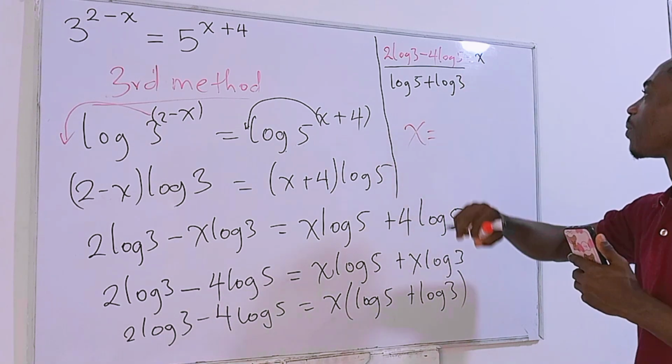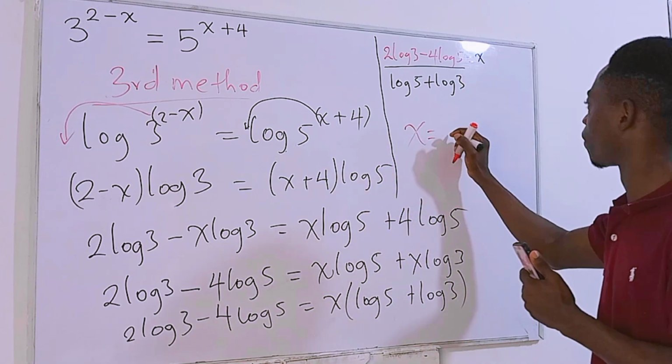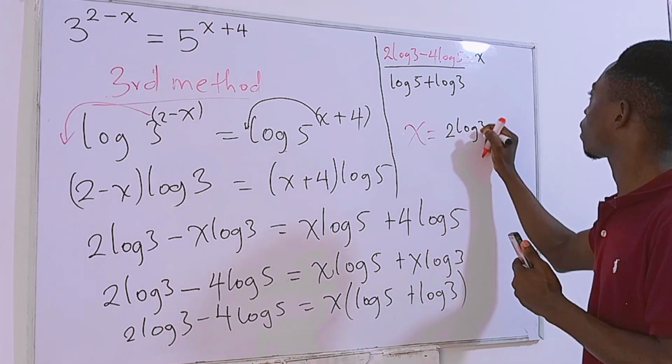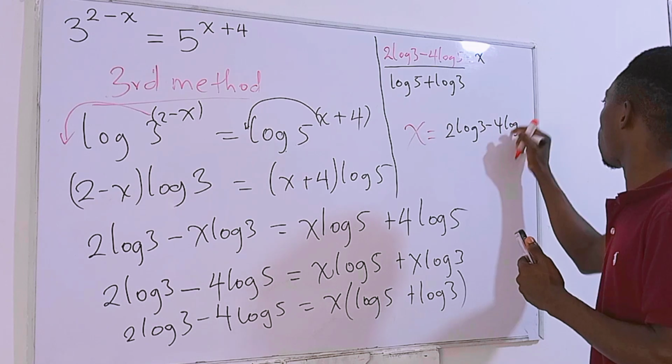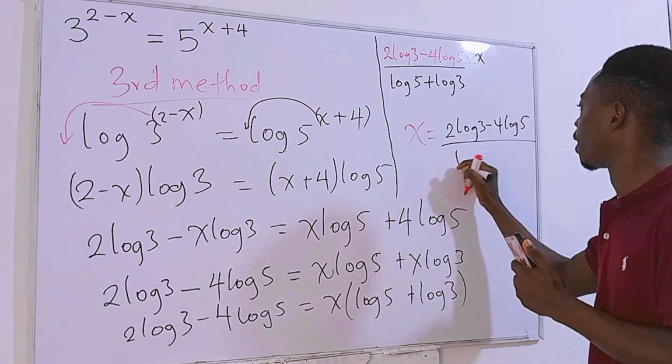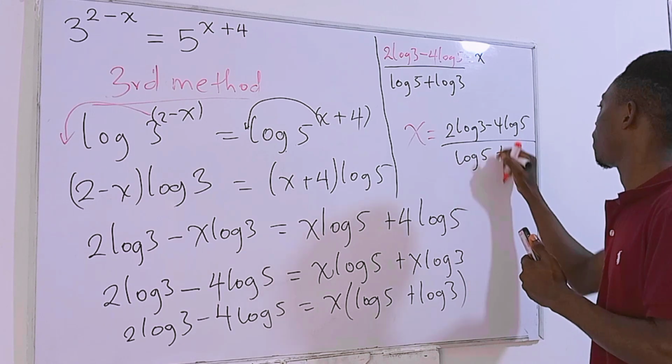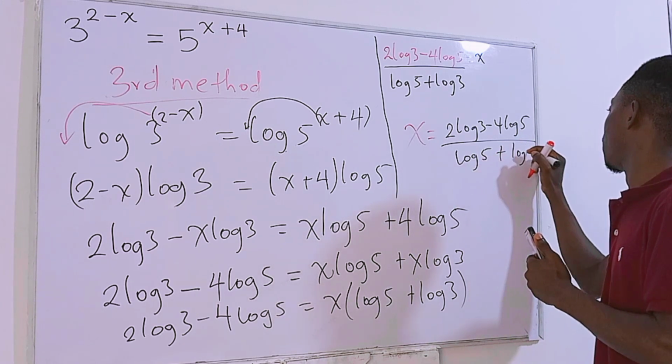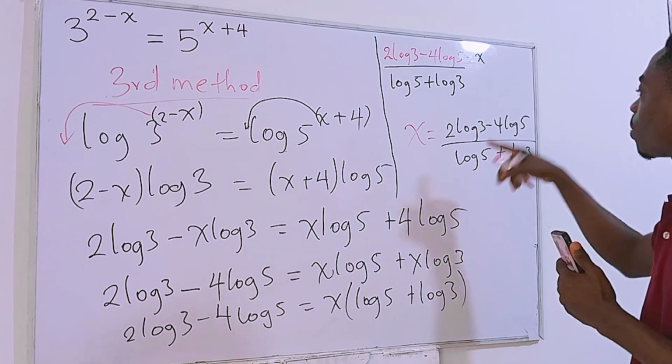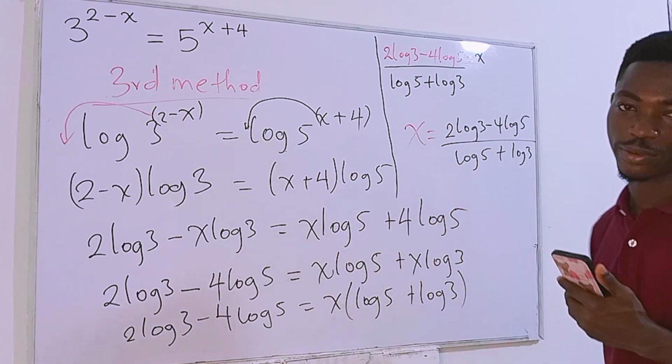Like I said, you can also play around with this one, but I would like to keep it this way: 2 log 3 minus 4 log 5 divided by log 5 plus log 3. Actually, you can multiply this by that so that you still get log 15 as a denominator.